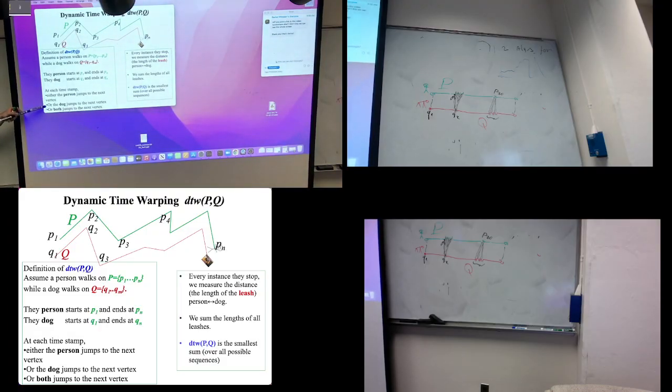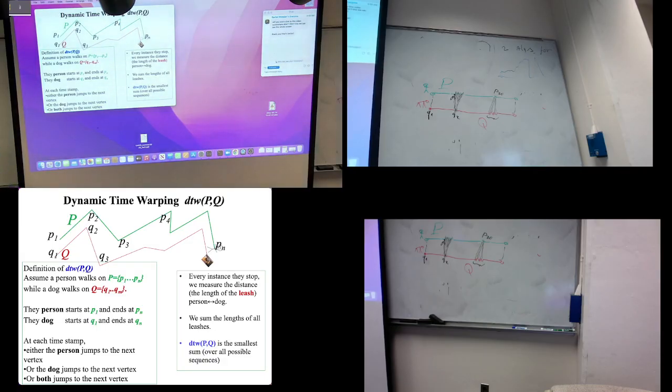The other type of event is that the dog jumps from one vertex to the next vertex. Neither of them can jump over a vertex. Neither of them can move backward. Their options are either move to the next vertex or stay where you are. The dog jumps to the next vertex while the man stays where they are.